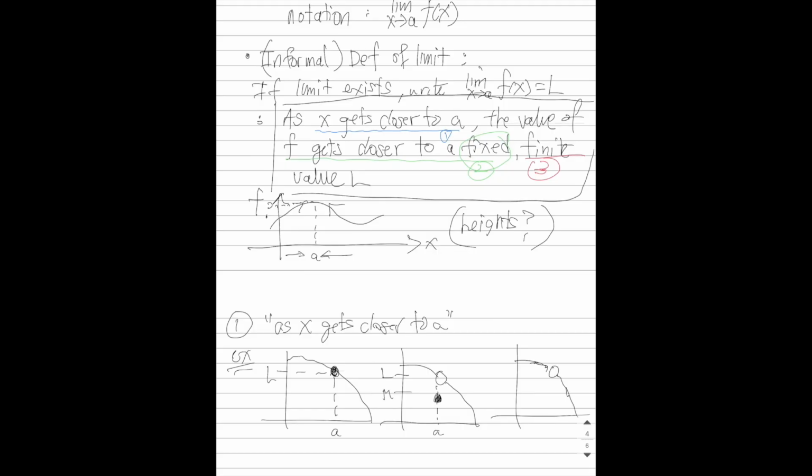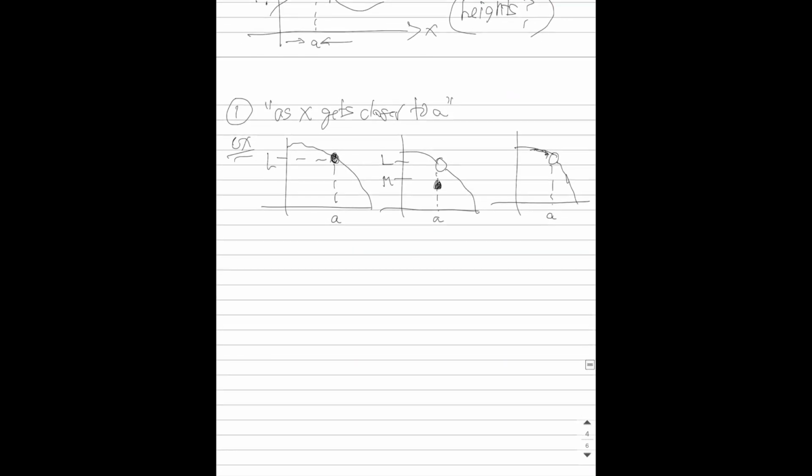If I were to write down f of a, the value of the function at a, it is like asking what its height is. In this particular case, its height is L. In this case, the height of the function is m, because that's where the solid dot is. And in the last one, the value of the function is undefined. There's a hole there, which means there is no value of the function. Sometimes we will put DNE for does not exist.